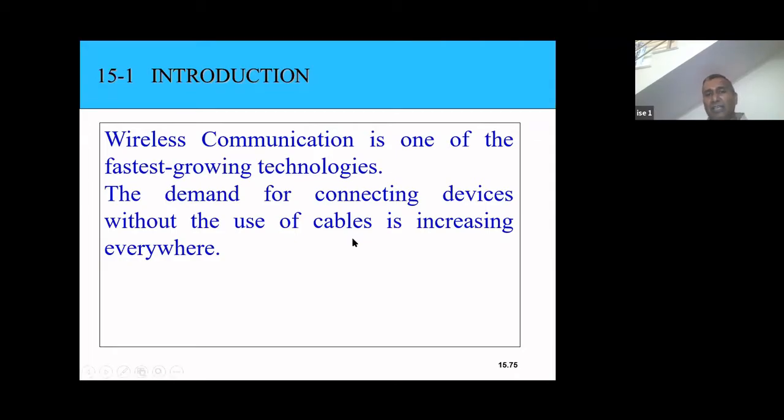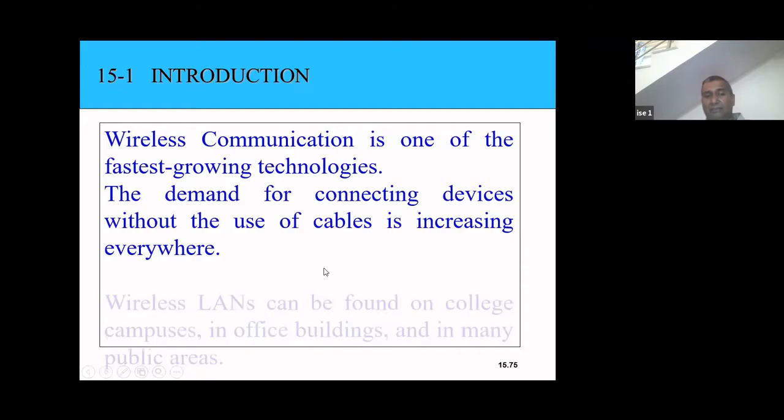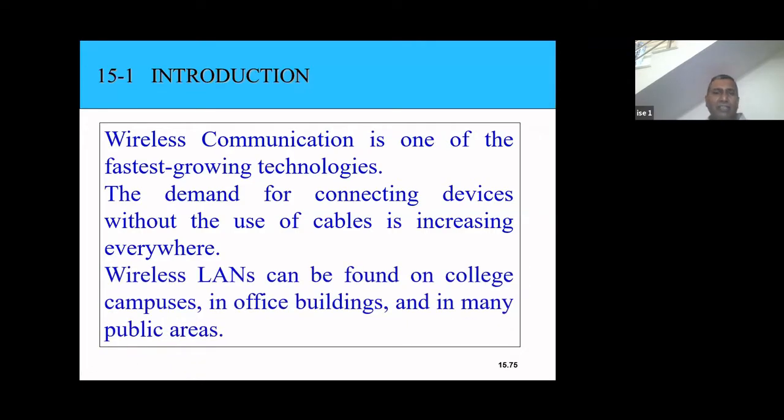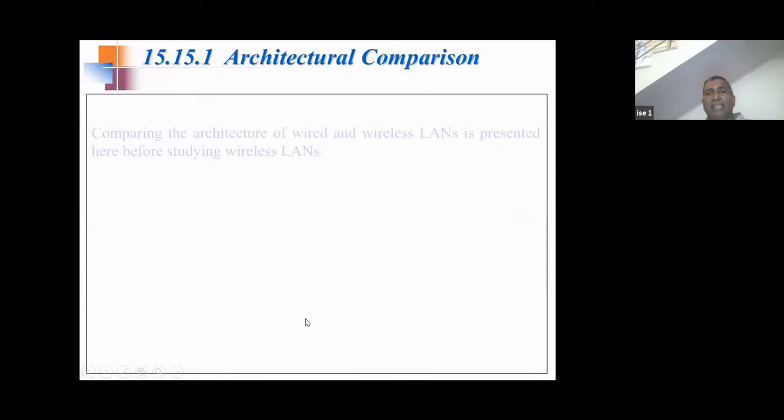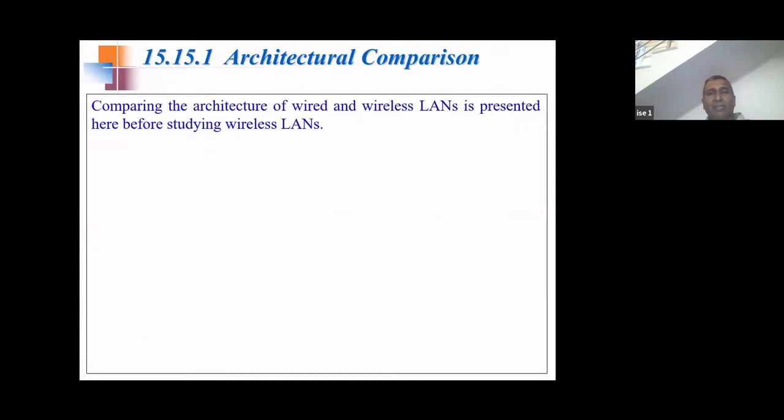So in wireless communication, it was felt that there should be no wiring. Wiring is not required. We should be able to frequently move from one place to another. So demand for connecting devices without the use of cable was increasing everywhere, because the whole infrastructure was getting confined. People wanted to use it in college campuses, office buildings, and many public areas. So a need was felt for wireless connection.